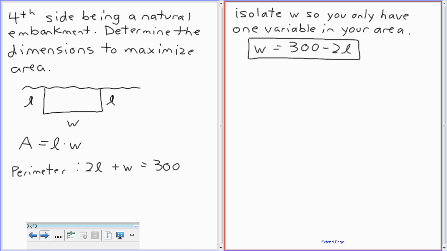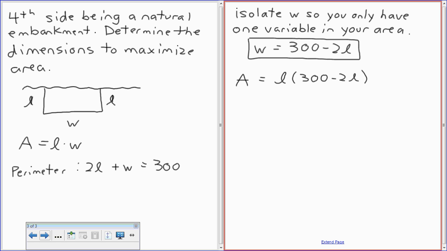So what does this make my area? Length times 300 minus 2L. Close. Times instead of plus. Okay. Now this is a lot easier for me to deal with because I only have one variable. So everyone see what I did there with that in between step? You see why we have to do that? All right, now I can foil it out or I can use product rule. What do you guys prefer?